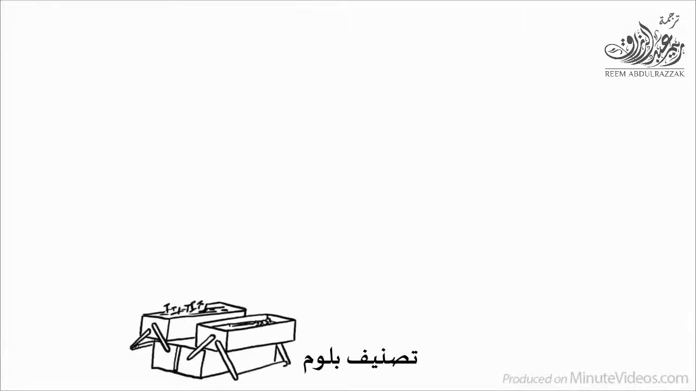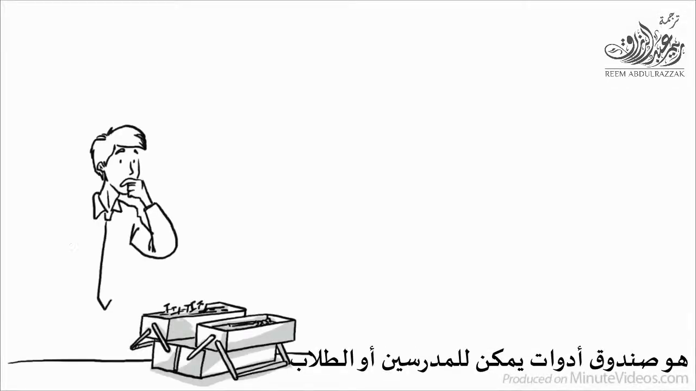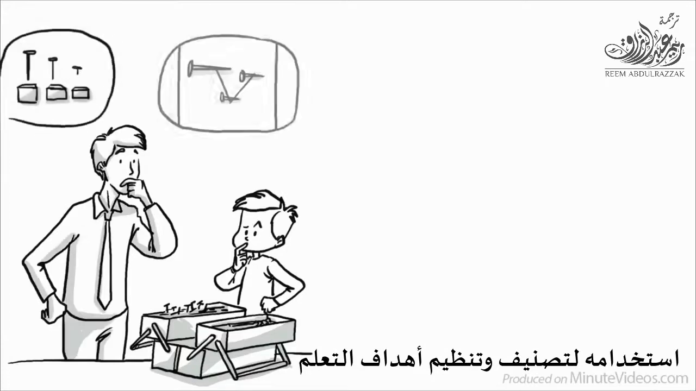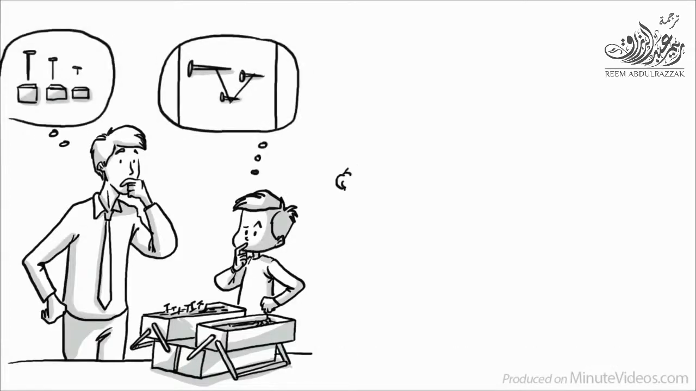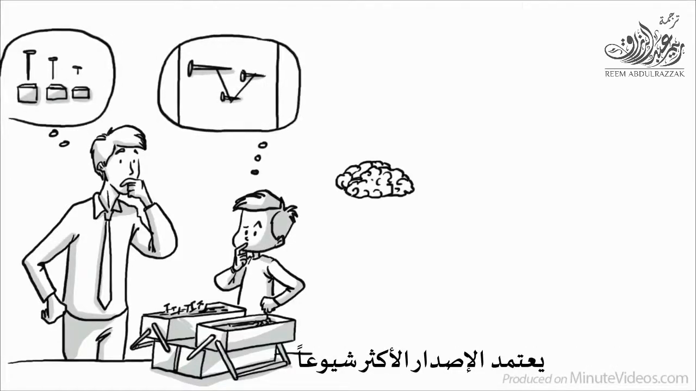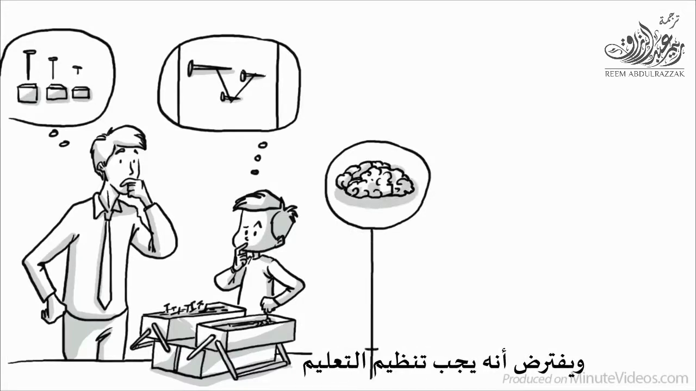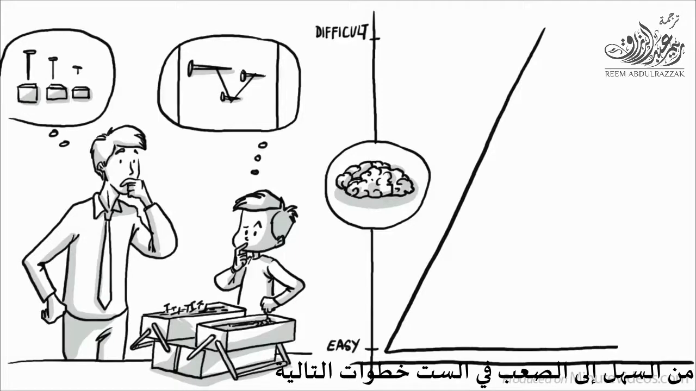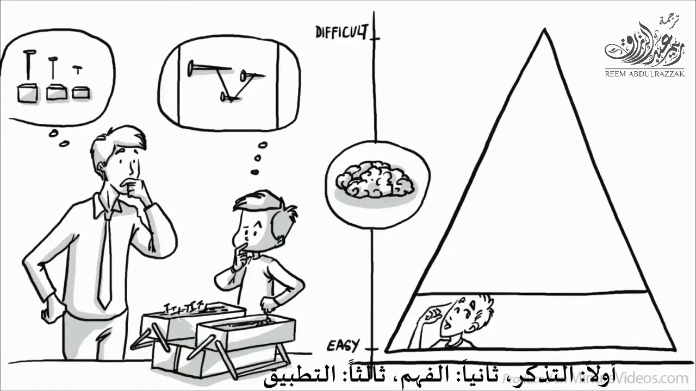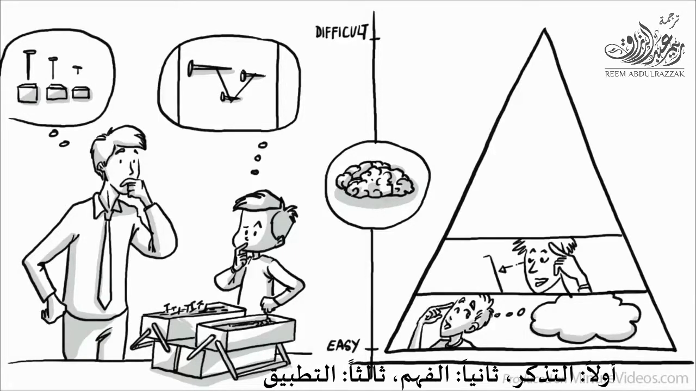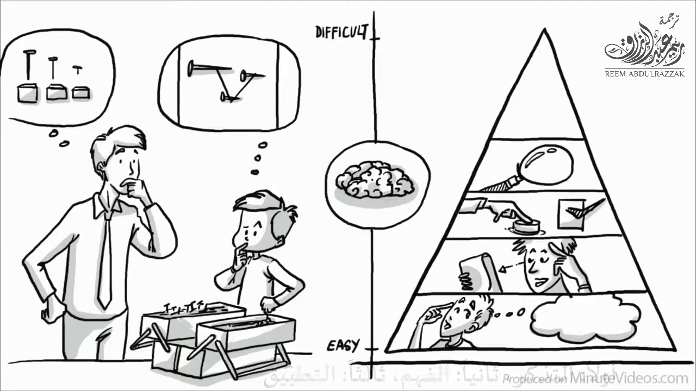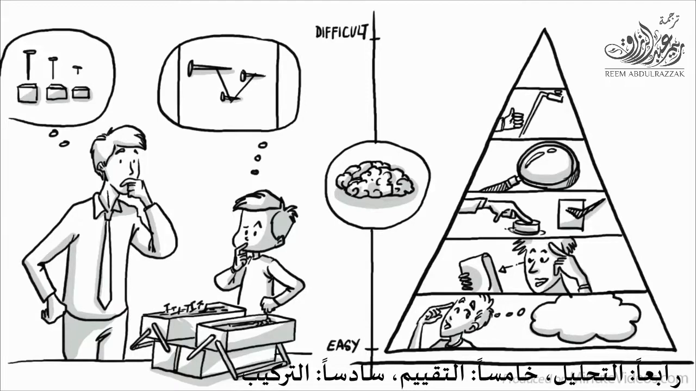Bloom's taxonomy is a toolbox that teachers or students can use to classify and organize learning objectives. Its most popular version is based on the cognitive domain and assumes that learning should be structured from easy to difficult in the following 6 steps. 1. Remember. 2. Understand. 3. Apply. 4. Analyze. 5. Evaluate. 6. Create.